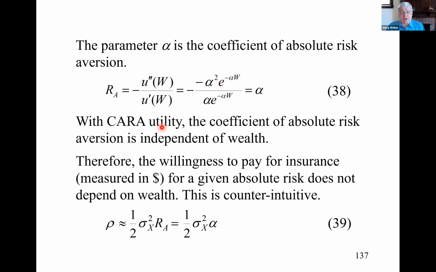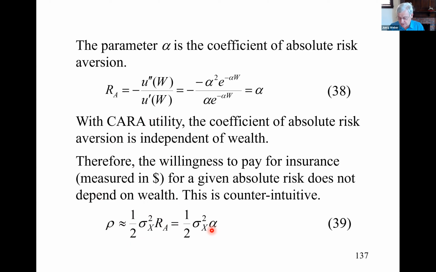Now, with CARA utility, this coefficient of absolute risk aversion is independent of wealth. It's just a constant. And this implies that the willingness to pay for insurance, measured in dollars, for a given absolute risk does not depend on wealth. Remember, the willingness to pay for insurance depends on the consumer's risk premium, which we discussed in the past two lectures. So we take that formula and plug in for RA, and so we just plug in the alpha here.